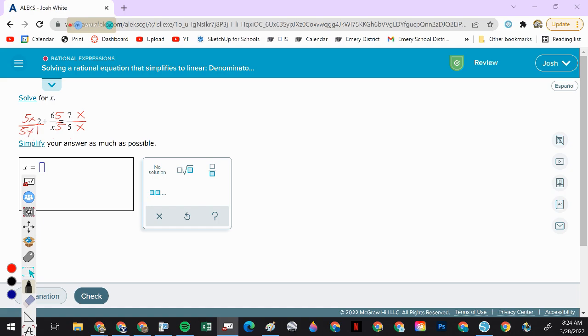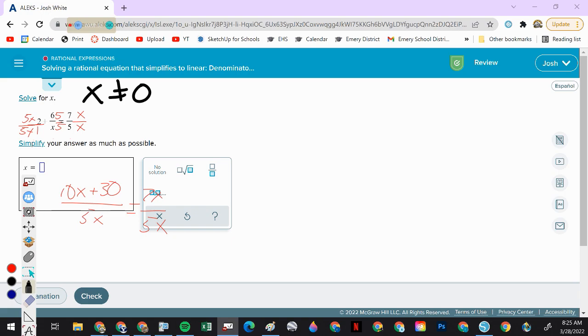So on the left side, I have 10x plus 30 over 5x. And on the right side, I have 7x over 5x. Now, you could cross multiply here. Oh, wait a minute. What numbers are not allowed? Just 0. All we worry about is the denominator. So x cannot be 0.